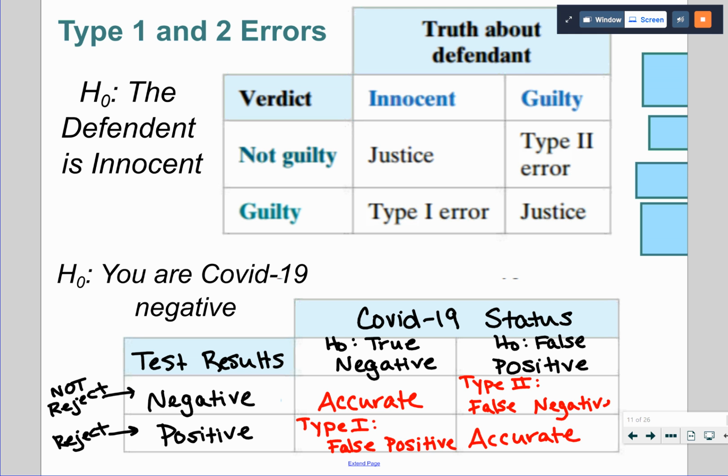Okay, so obviously we want to minimize these errors as much as possible. So we'll talk about that in a little bit, how we set our percentages to be very low for the chance of these errors to occur.